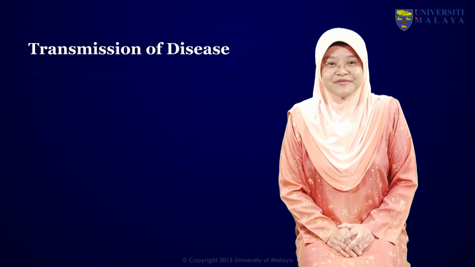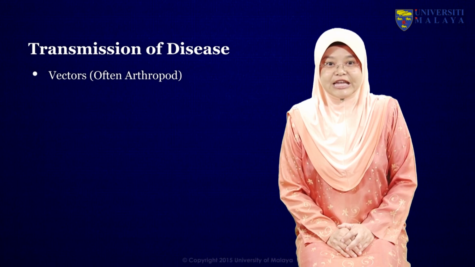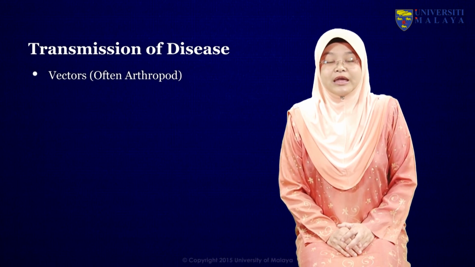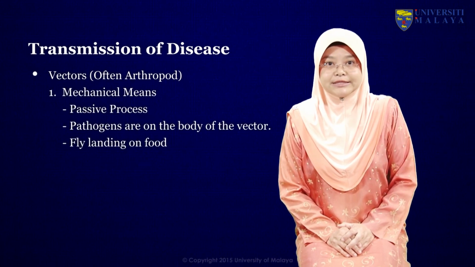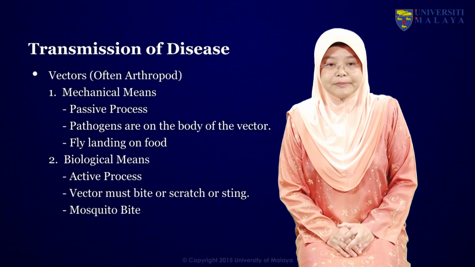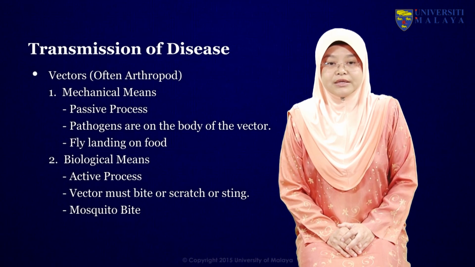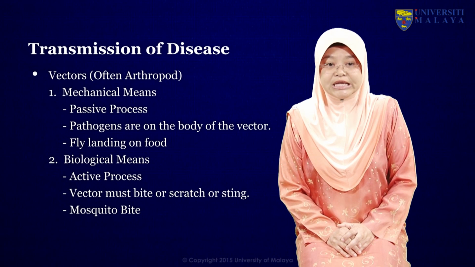The transmission of disease by vectors, mainly arthropods, can be through mechanical means or biological means. For mechanical means, it is a passive process where pathogens are on the body of the vector, such as a fly landing on food. For biological means, it is an active process whereby the vector must bite or scratch or sting, for example, a mosquito bite.